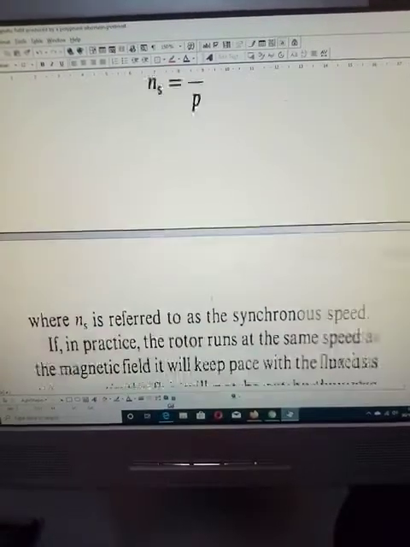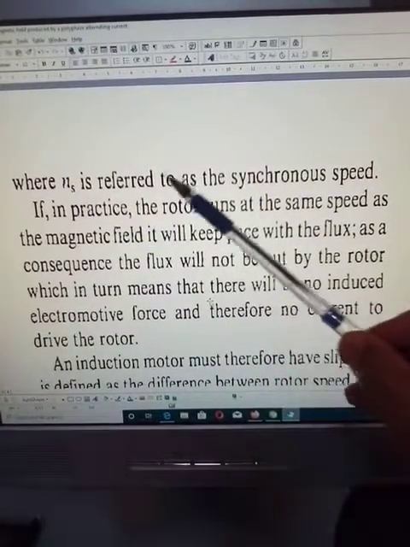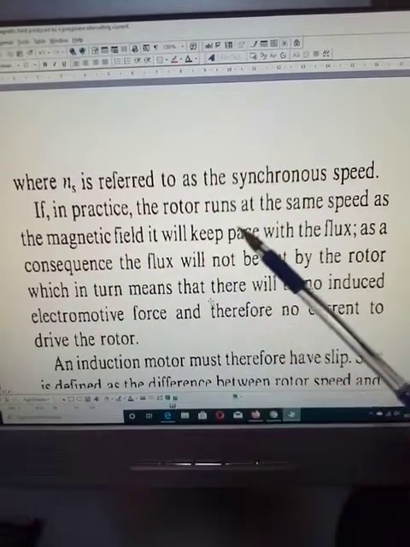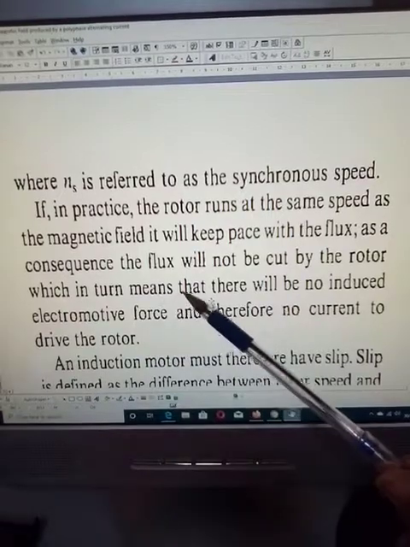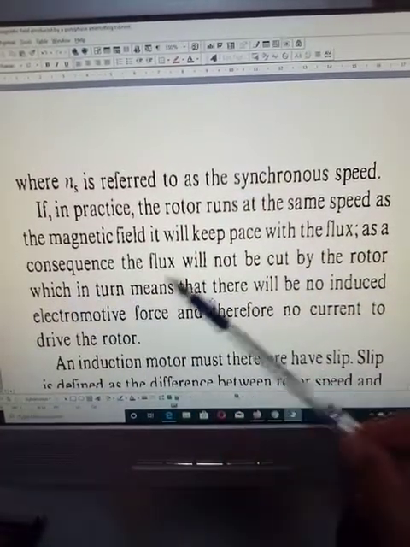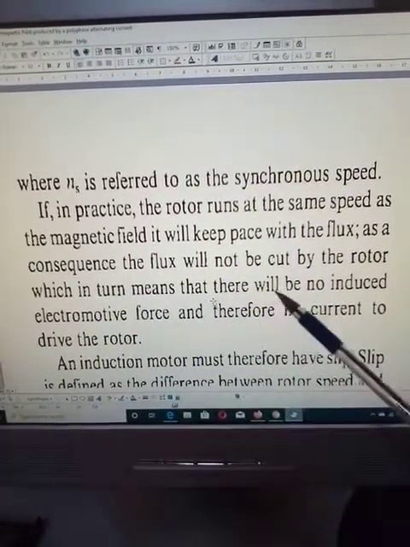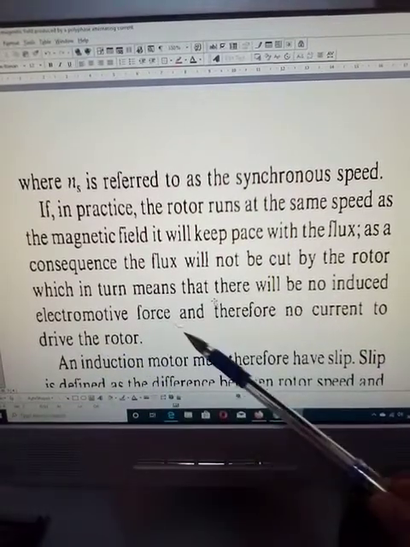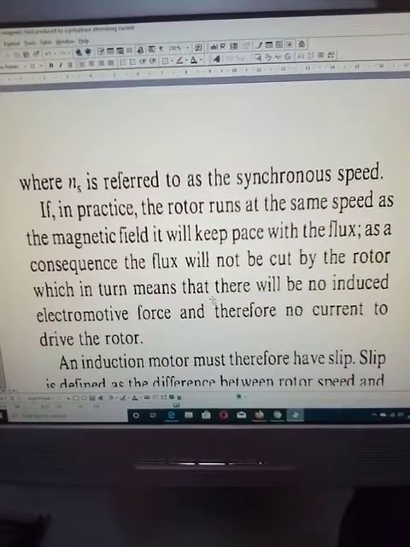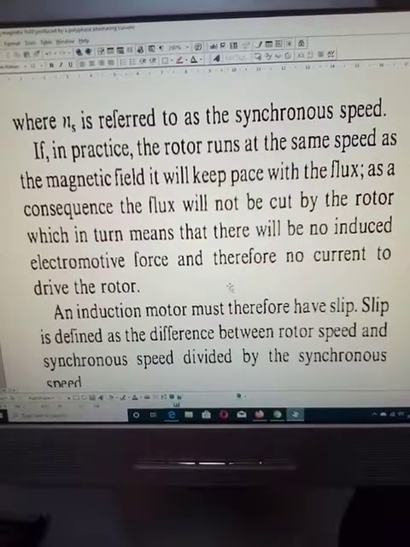Okay, let's move on a bit now. Where ns is referred to as the synchronous speed, if in practice the rotor runs at the same speed as the magnetic field, it will keep pace with the flux. As a consequence, the flux will not be cut by the rotor, which in turn means that there will be no induced electromotive force and therefore no current to drive the rotor. So what we're saying, if it runs at the same speed as the flux, then it is stationary. Basically, that's what we're saying.